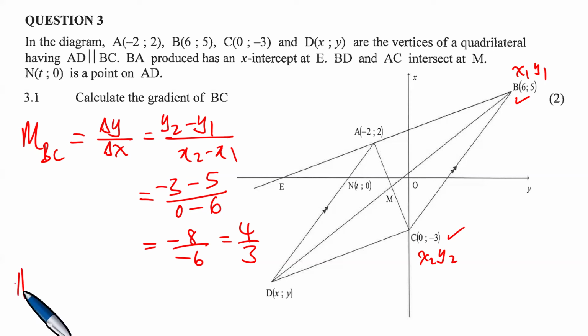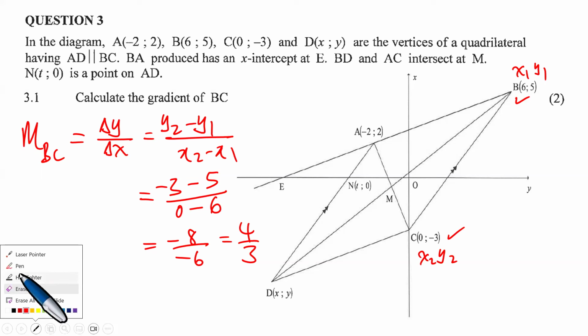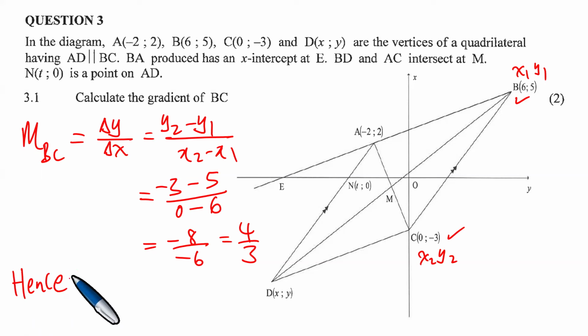The conclusion here is, hence, the gradient of BC is equal to 4/3.